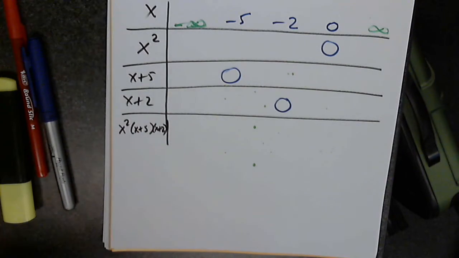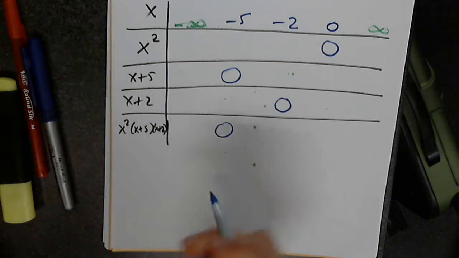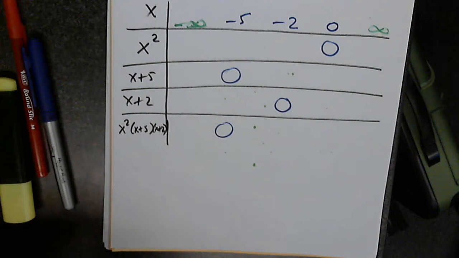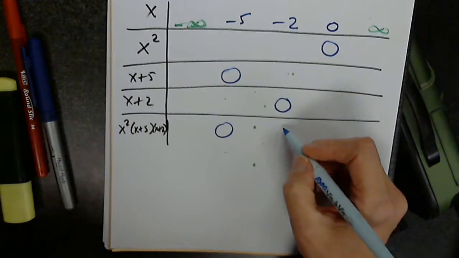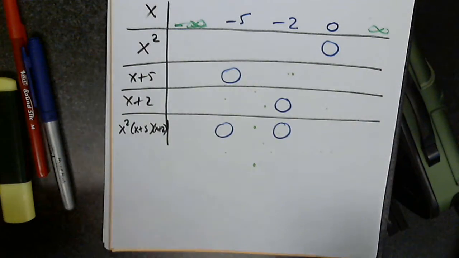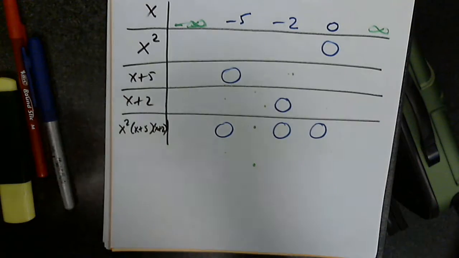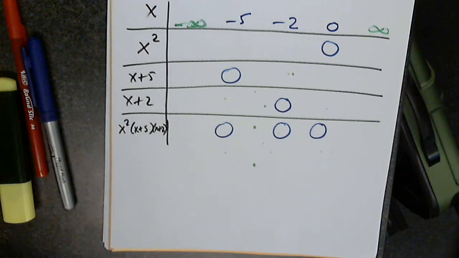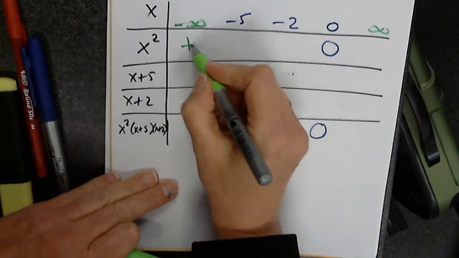What will happen to the product when X is negative 5? Good. What would happen to the product when X is negative 2? And finally, when X is 0. Perfect. Can anyone give us the sign of X squared? Always. Very good.